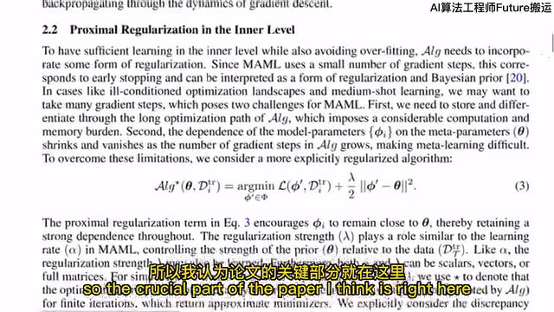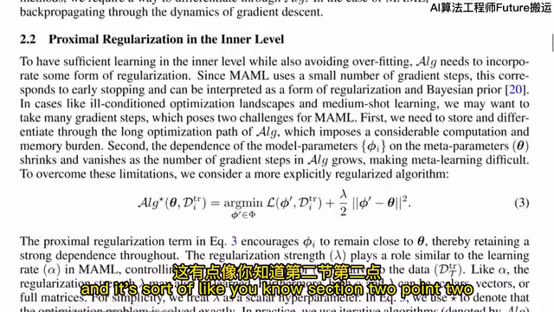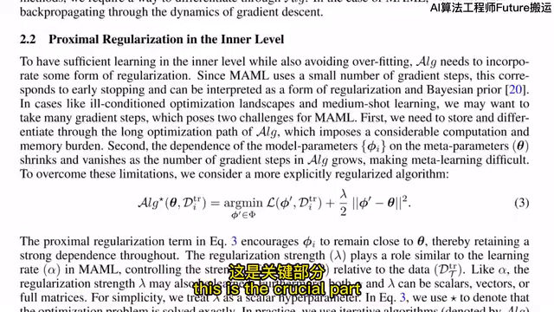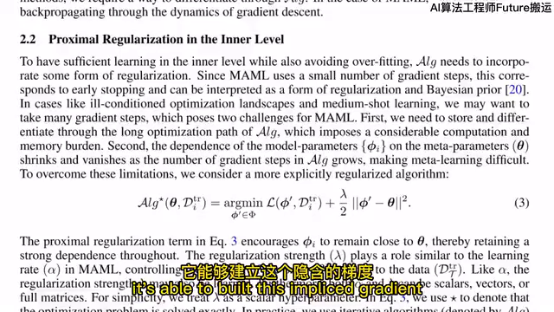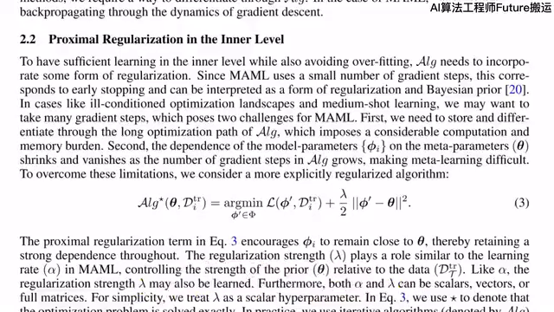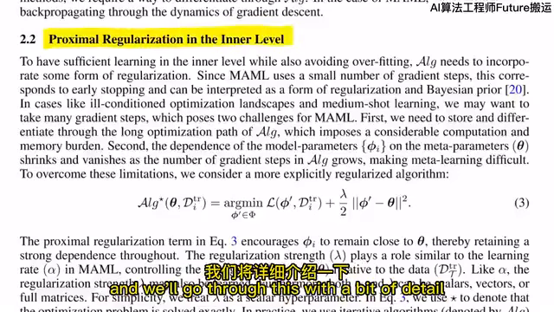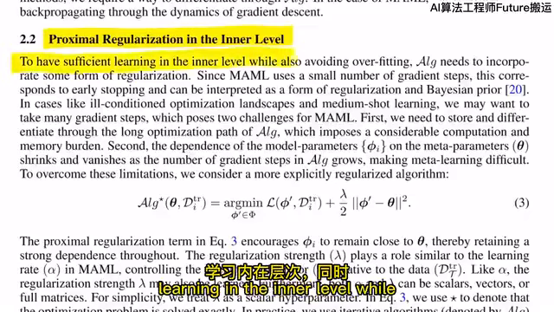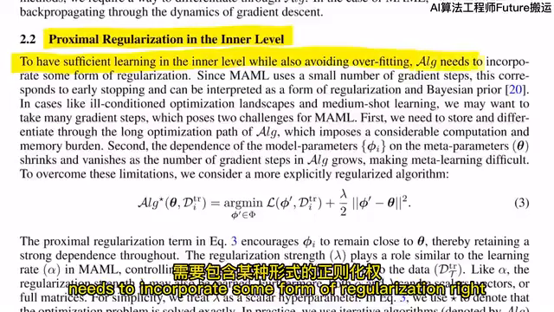So the crucial part of the paper, I think, is right here, section 2.2. I would want to point out that this is why the method works ultimately, why it's able to build this implicit gradient. So the section is called proximal regularization in the inner level. And we'll go through this in a bit of detail. To have sufficient learning in the inner level while also avoiding overfitting, ALG, that's the inner optimization procedure, needs to incorporate some form of regularization.